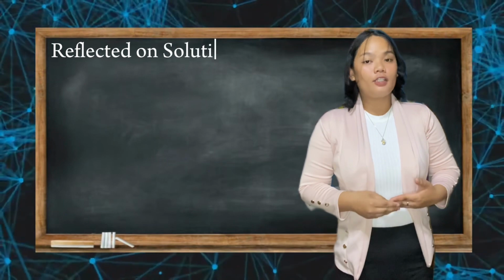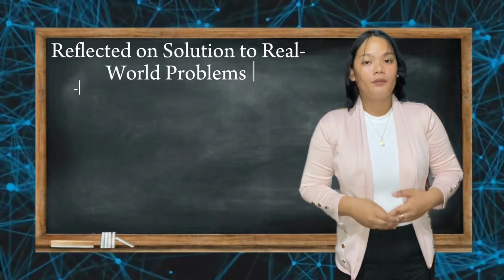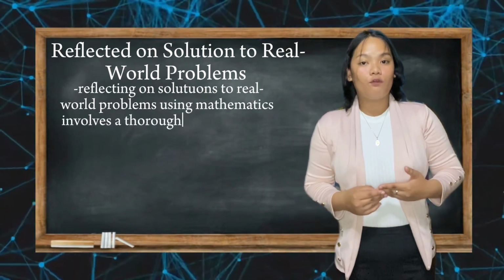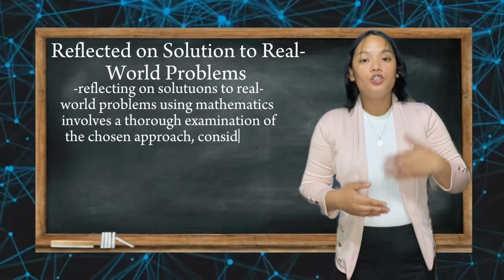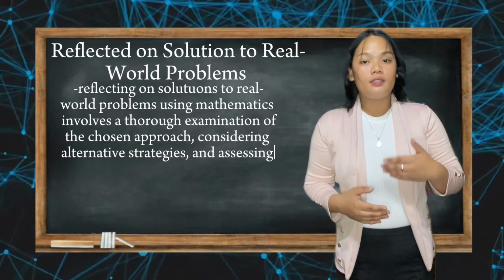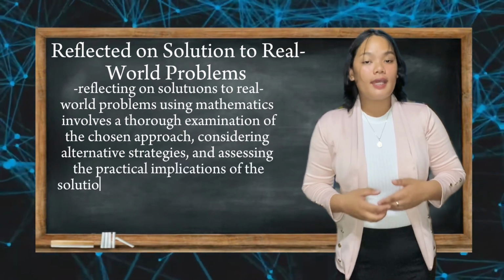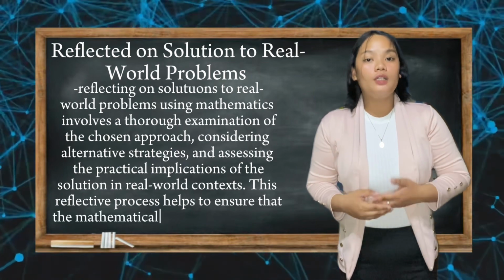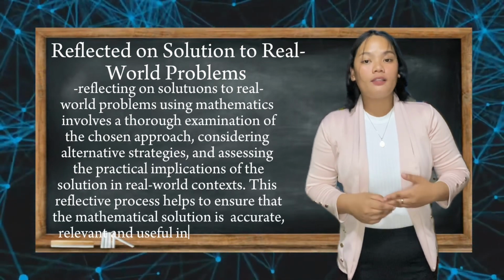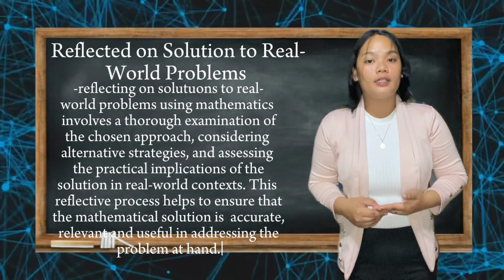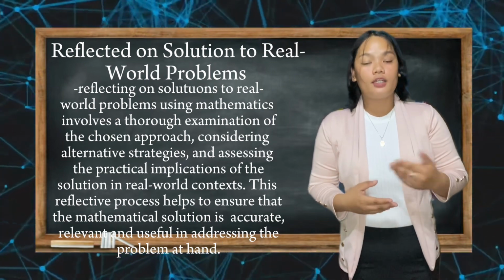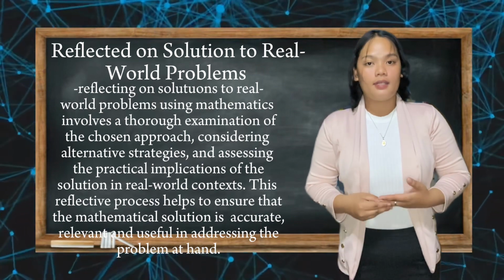Next is reflecting on solutions to real-world problems. Reflecting on solutions to real-world problems using mathematics involves a thorough examination of the chosen approach, considering alternative strategies, and assessing the practical implications of the solution in a real-world context. This reflective process helps to ensure that the mathematical solution is accurate, relevant, and useful in addressing the problem at hand.